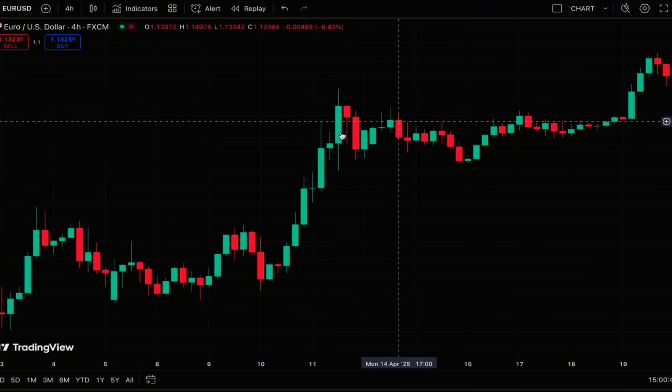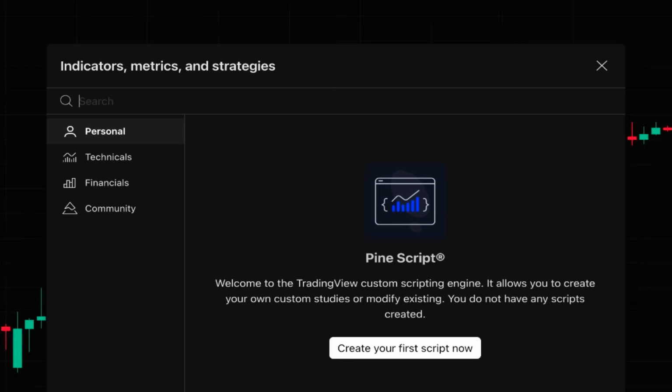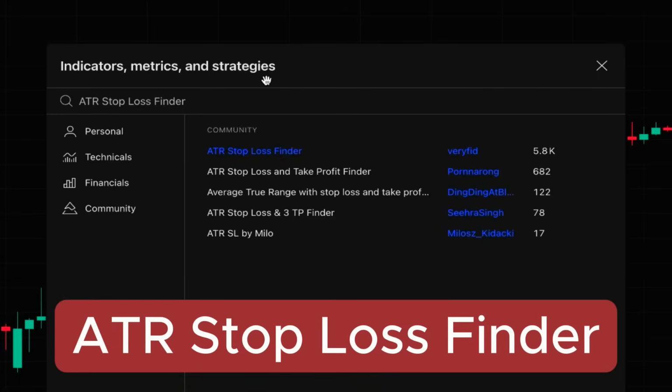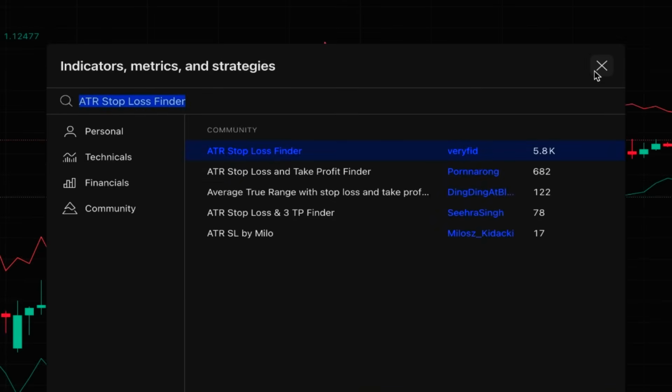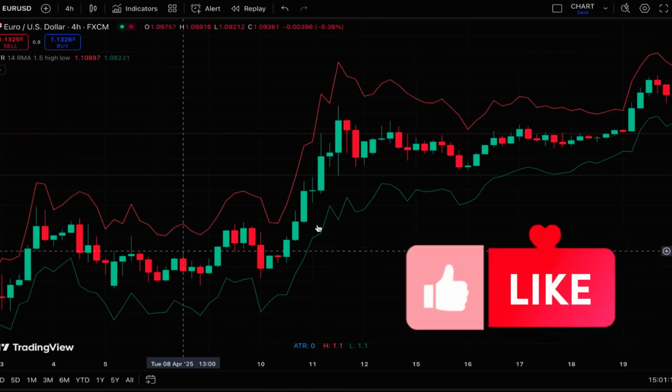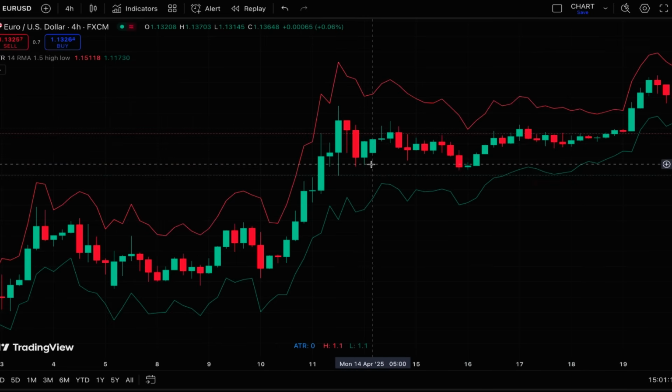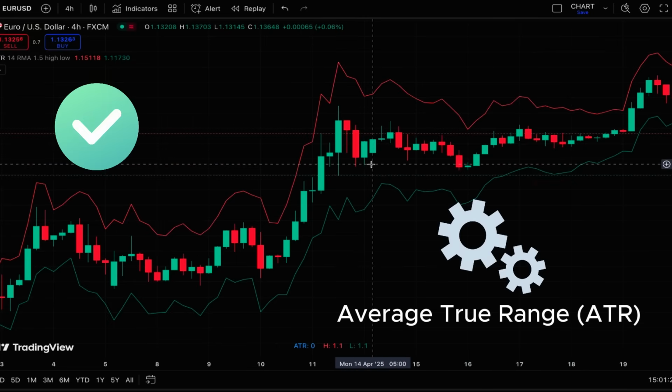Alright, getting back to our indicators, the first one that I want to introduce is ATR Stop Loss Finder, which is written by someone named Verified. Alright, this is the indicator, and as you can see, it's overlaid on the price chart. This indicator uses ATR to determine a safe level for a stop loss based on the volatility of the market.